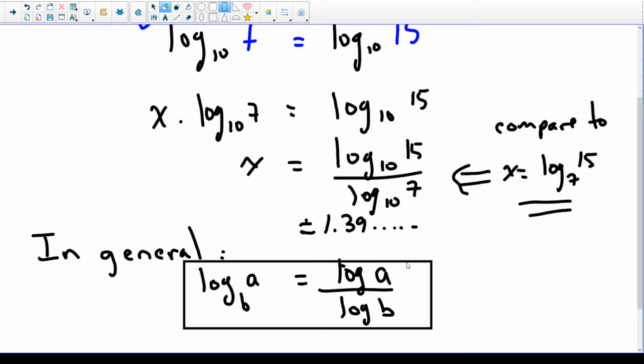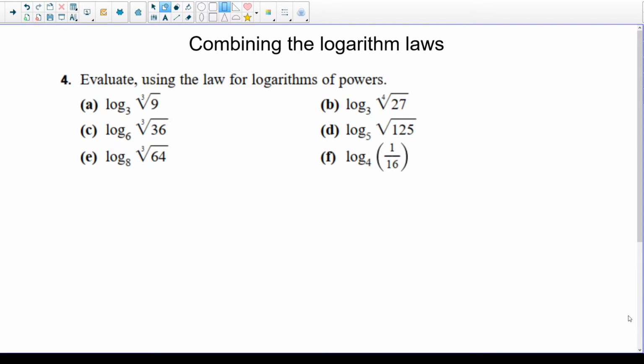Seeing no comments in chat, I'm going to assume that that's okay. And like I said, we will do some more examples of it later anyway. So let's take a look at combining some of the logarithm laws. And I'm actually going to start with a question that might be a little bit difficult depending on how well you know the relationship between roots and powers.